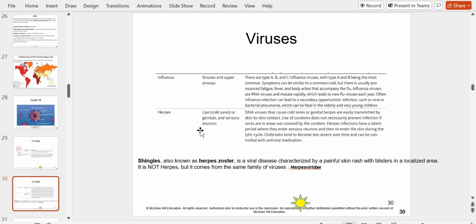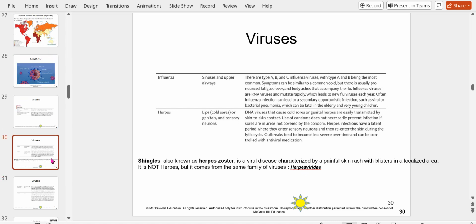There's influenza, there's herpes zoster, which is also related to shingles. Shingles, also known as herpes zoster, is a viral disease characterized by a painful skin rash with blisters in a localized area. It is not herpes per se, but it comes from the same family of viruses.